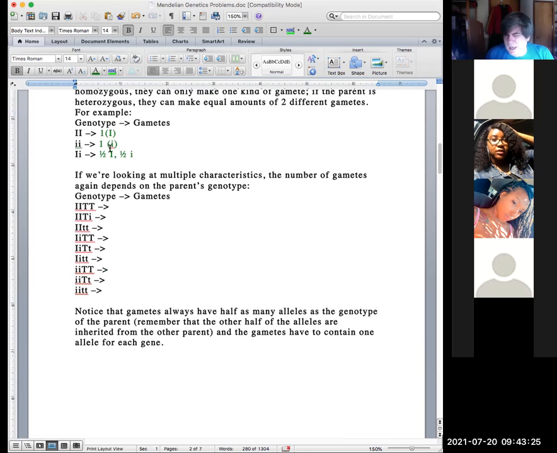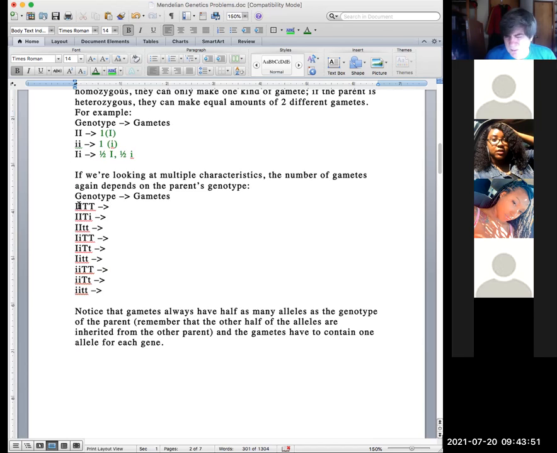Now, notice in this case, we're only looking at one characteristic. What if we're looking at more than one characteristic? Well, if we're looking at more than one characteristic, the key thing that we have to remember is that when you form an egg or a sperm, when you form a gamete, you only pass down one of each type of allele to your offspring.